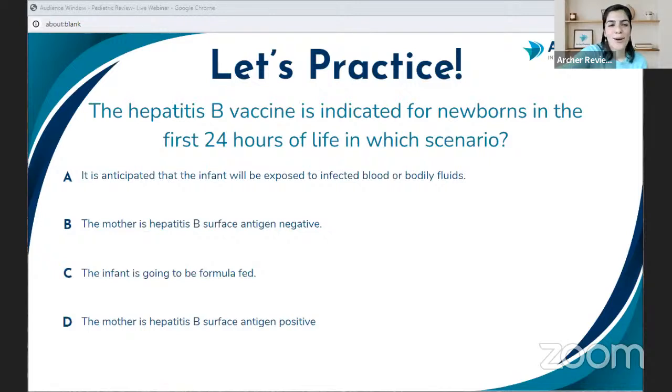So get that chat box open for me. All right, so the Hep B vaccine is indicated for newborns in the first 24 hours of life in which scenario? Is it A, it is anticipated that the infant will be exposed to infected blood or bodily fluids. B, the mother is Hep B surface antigen negative. C, the infant is going to be formula fed. D, the mother is hepatitis B surface antigen positive. So go ahead and put your answers in that chat for me.